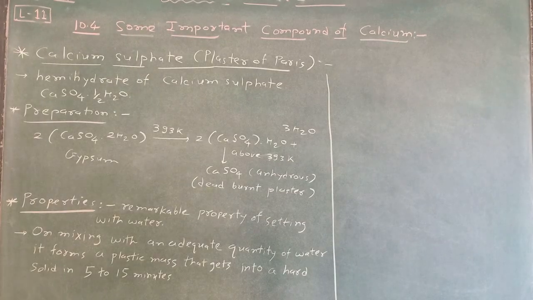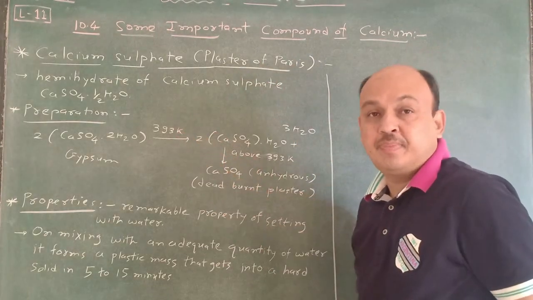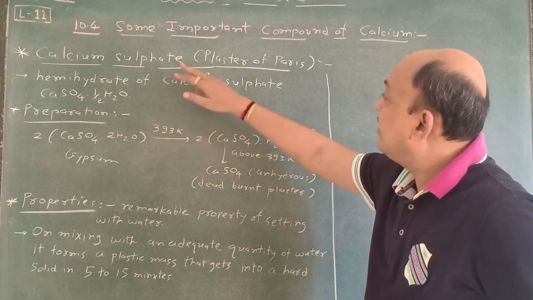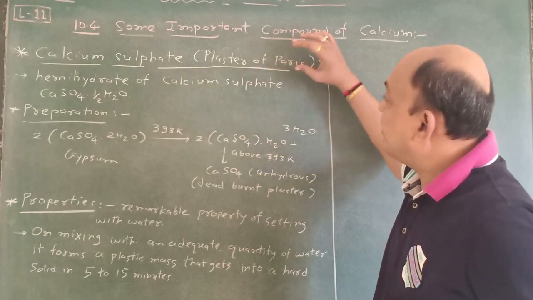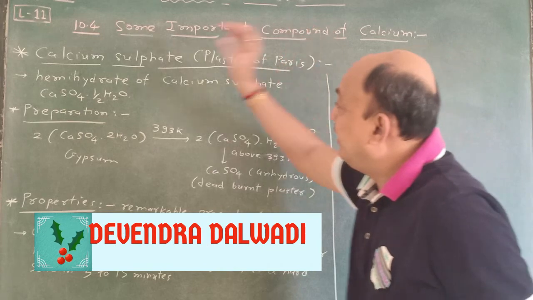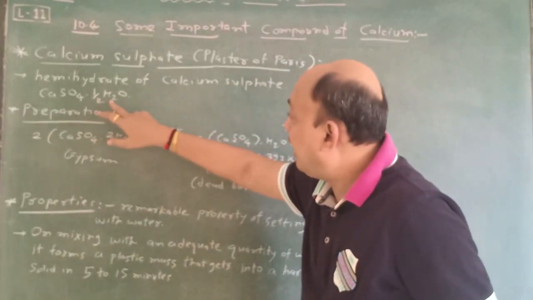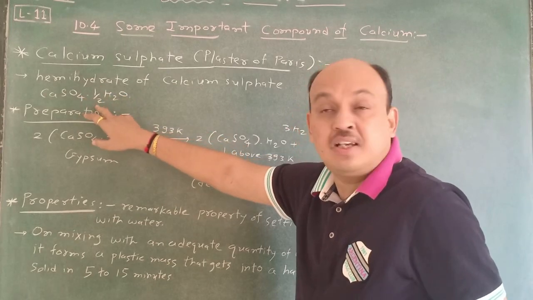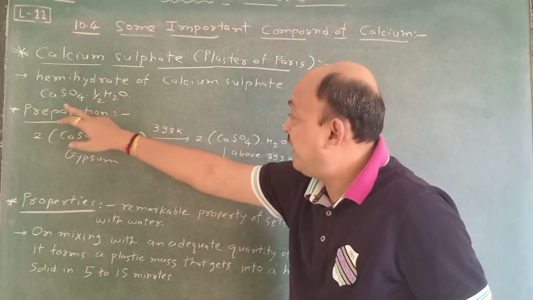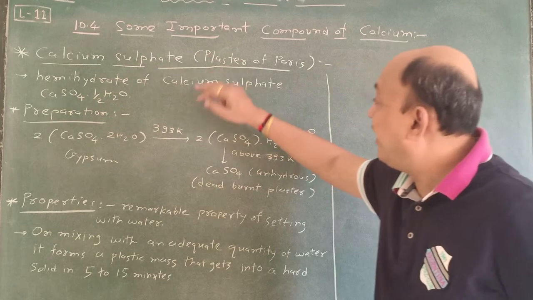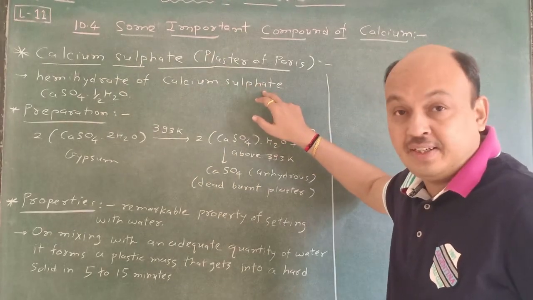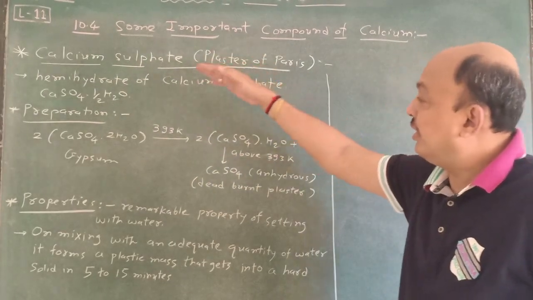Okay, now here are some important compounds of calcium. Now we move on to calcium sulfate. That is nothing but plaster of Paris, hemihydrate of calcium sulfate, CaSO4·½H2O. Hemihydrate means half a molecule of water takes part. That's why it is considered a hemihydrate of calcium sulfate. And the preparation will continue.